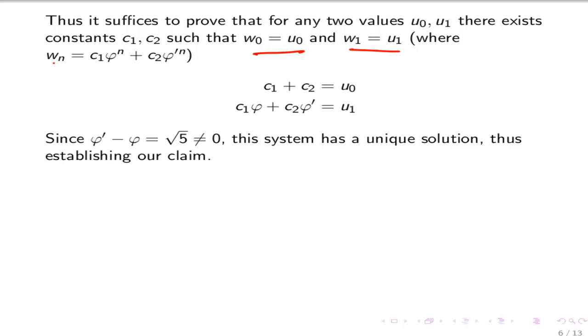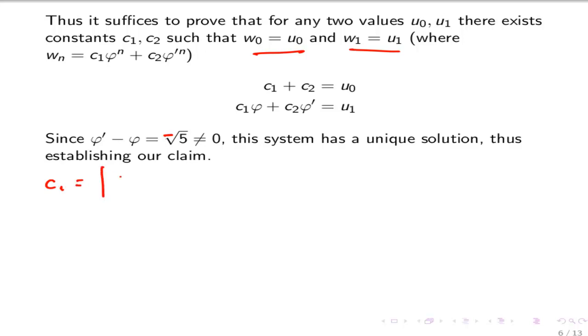So that would say C1 plus C2 is U0, C1 phi plus C2 phi prime is U1, and since phi prime minus phi is a non-zero quantity, this should be minus root 5 right here, this system has a unique solution. In fact, Cramer's rule will give it to us.